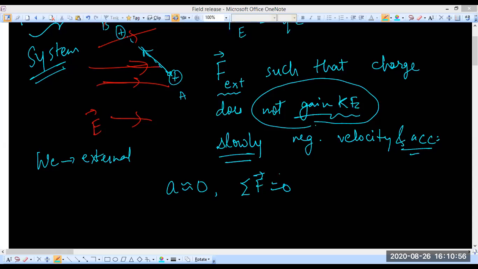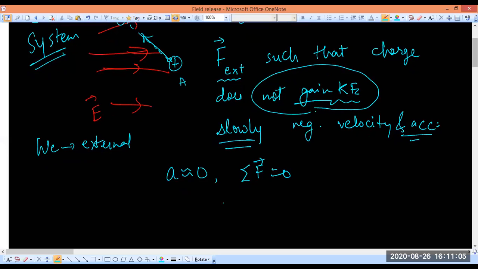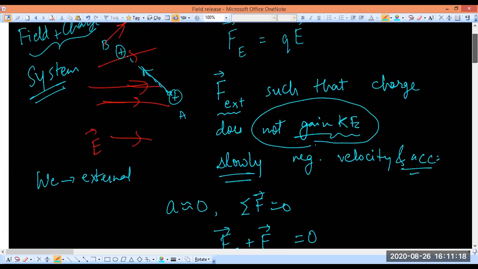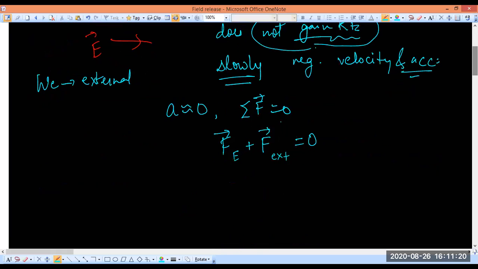Okay, so acceleration is zero, so sigma F should be equal to zero. Now if sigma F is equal to zero, that would mean F_e vector plus F external vector should be equal to zero, right? Because two forces are acting on it, one is the electric force and the other is the one that we are applying. So finally that will give me F external equal to minus F_e.